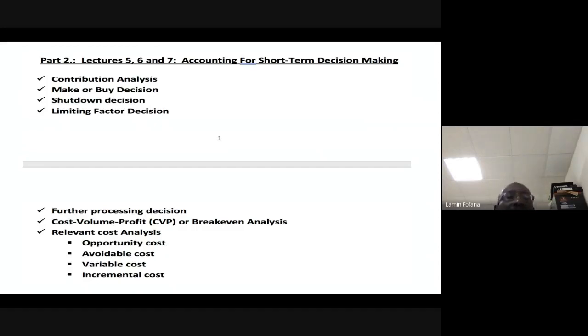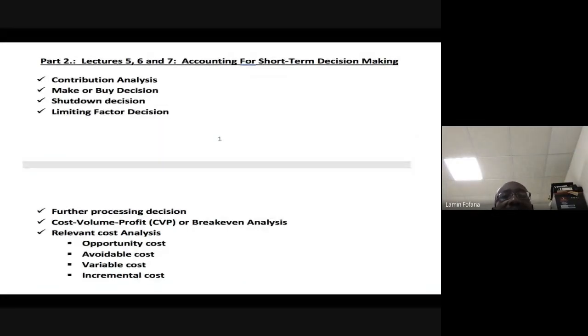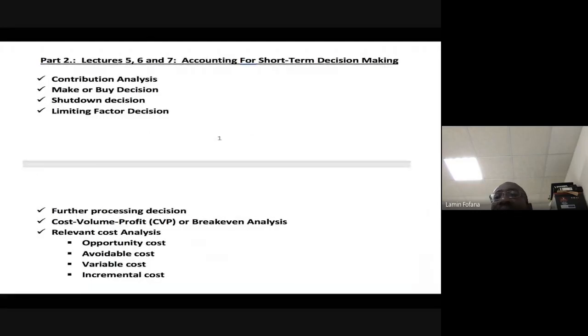So we will look at them in detail. Limiting factor decision, very, very important, very, very useful. What are limiting factors? I'm sure you must have come across this terminology before, isn't it? What are limiting factors? Plain English, yeah? Limiting factors.